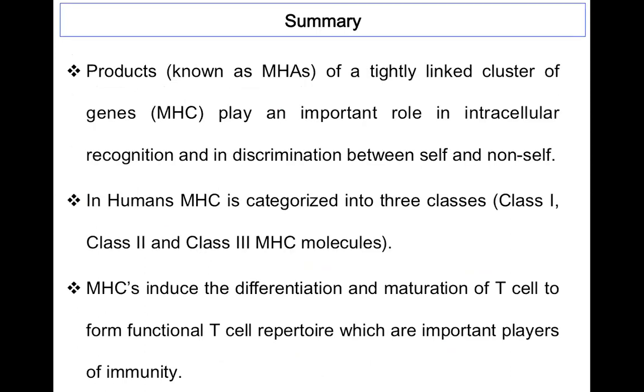Let's talk about the summary. The products known as MHC, a tightly linked cluster of genes, play an important role in intercellular recognition and in discrimination between self and non-self. And another thing we have learned here is that in humans, MHC is categorized into three classes: class 1, class 2, and class 3. We also discussed where the class 1 molecules are expressed. We mentioned that they are expressed on nucleated cells, and the class 2 molecules are expressed on the APCs, and class 3 represent the cytokines.